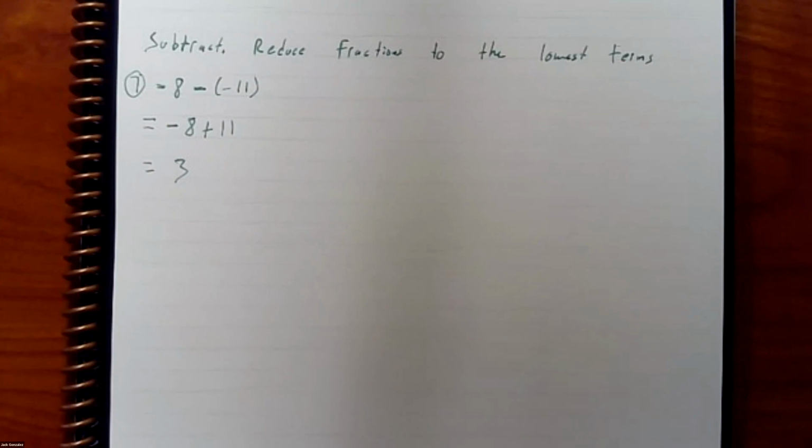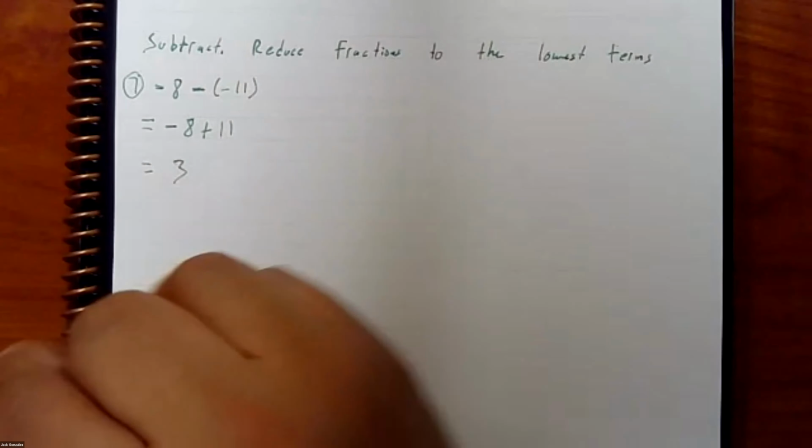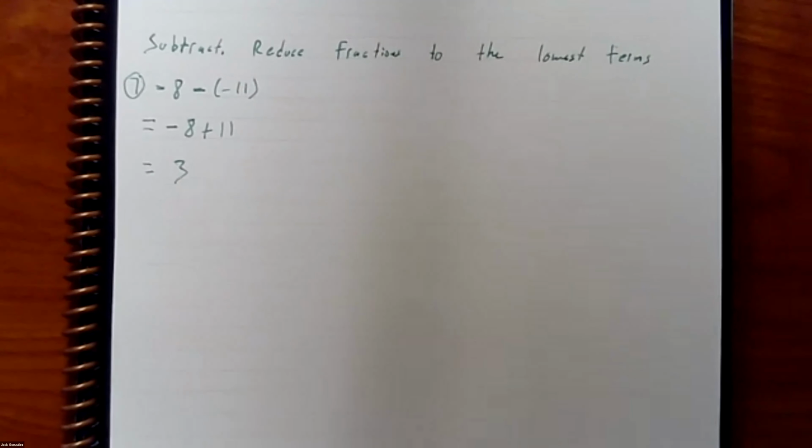Do that again, Chris. Whenever you see a double negative, it's best to just switch it to positive. So this will become plus 11. Then do what we learned in 8.2. The same rules. Okay.